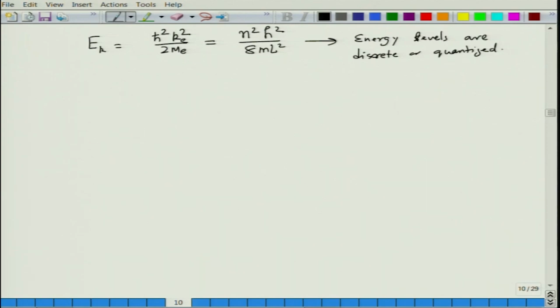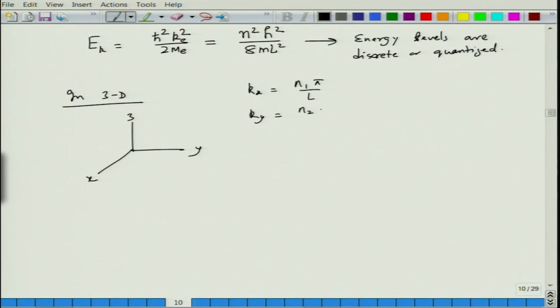So, now if you want to do this in 3D, basically the three directions, you have x, you have y, you have z. Along the three directions, kx will be equal to n1 pi divided by L, ky could be equal to n2 pi divided by L, and kz will be equal to n3 into pi divided by L along the three directions, assuming that it is a cube, okay, where n1, n2, n3 are the integers.